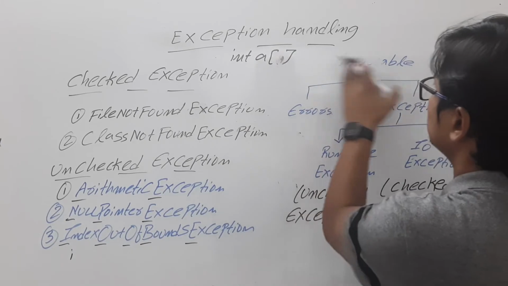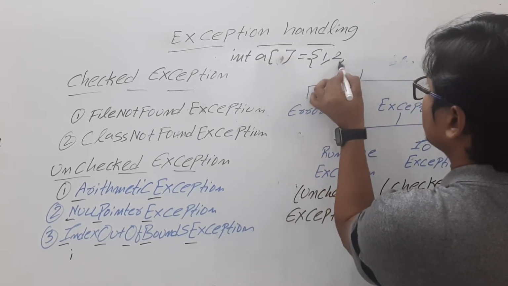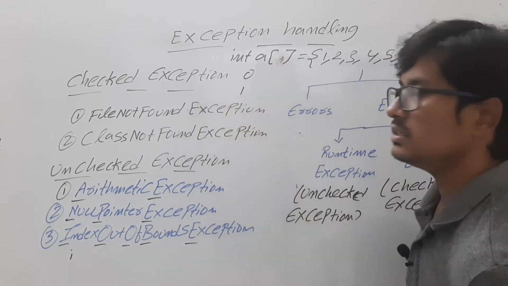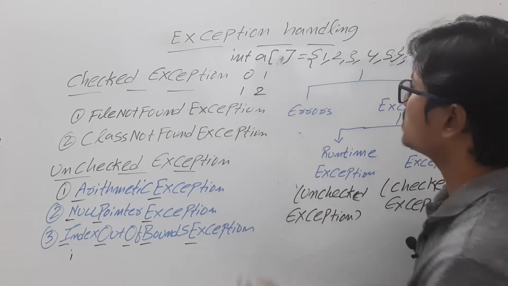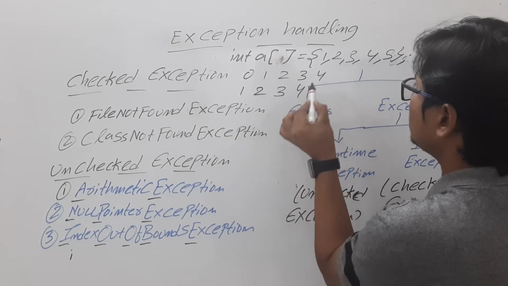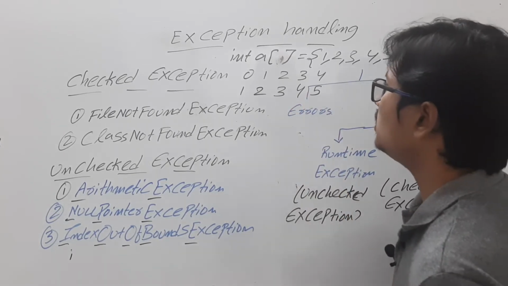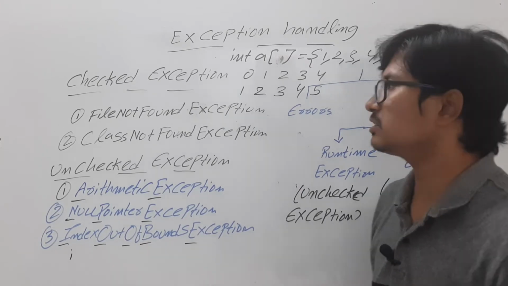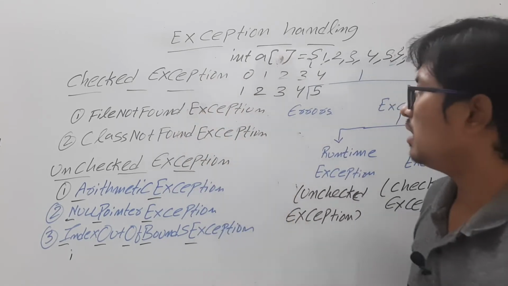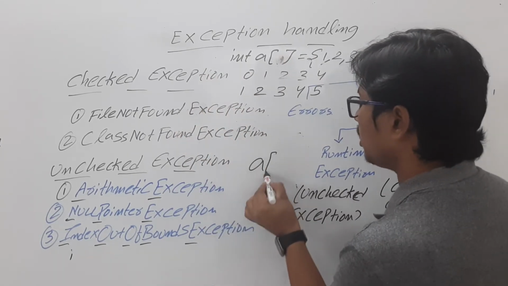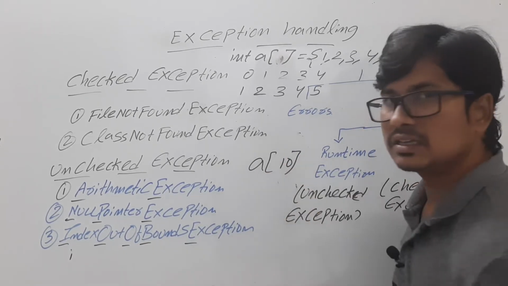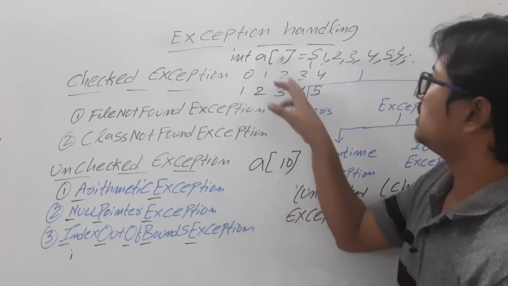Or let me write it like this. I have taken 5 elements, and you know that at index 0 value 1 is there, at index 1 value 2 is there, at index 2 value 3, at index 3 value 4, at index 4 value 5. These top ones are the indices and the bottom ones are the values, and you know that array index always starts from 0. Now somewhere you have written a statement to print the value at the 10th index. Is there a 10th index in the array?